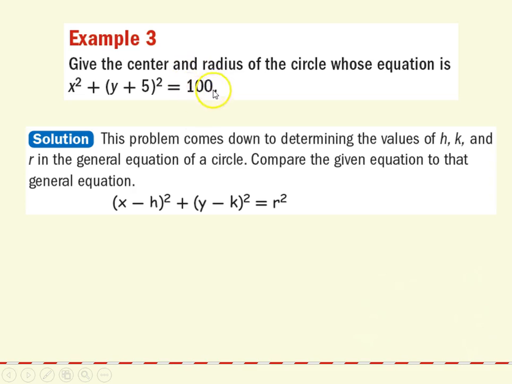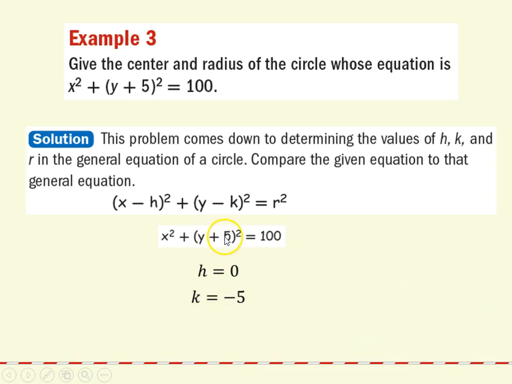And then the radius squared is right here. 100 is the radius squared. So therefore, the radius of this circle is going to have to be 10. Let's lay this out. Here's our general form, and here's the given form. h is 0, as I mentioned before, because there's no value being added or subtracted to this x. It's just x squared, so this is the same as x plus or minus 0 quantity squared. It's exactly the same thing. So h is 0, and then k is going to be negative 5.